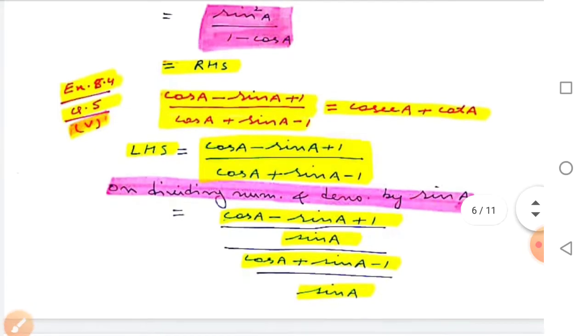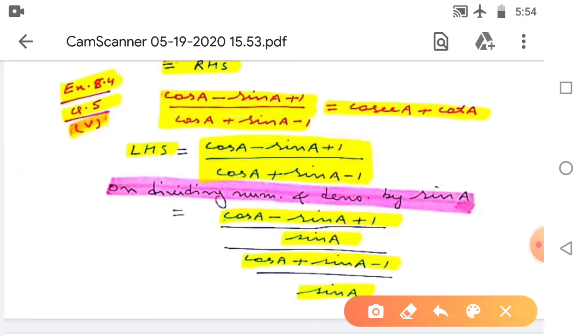Clear? Now come to the fifth part, that is cos A minus sin A plus 1 upon cos A plus sin A minus 1 is equal to cosec A plus cot A. Right? This is a very, very important question. Clear? So look at the LHS. We start with the LHS, cos A minus sin A plus 1 upon cos A plus sin A minus 1. Now see the numerator.